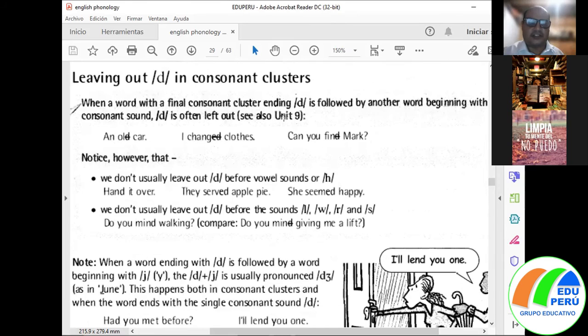We don't usually leave out d before the sounds w, and th, and s. Do you mind walking? Notice mind. You don't omit it. Do you mind walking? But notice the other expression. Do you mind giving me a lift? Here you omit d because the next sound is g, so you can omit it. Don't forget, you don't omit the consonant d when it's with the consonants w and s.